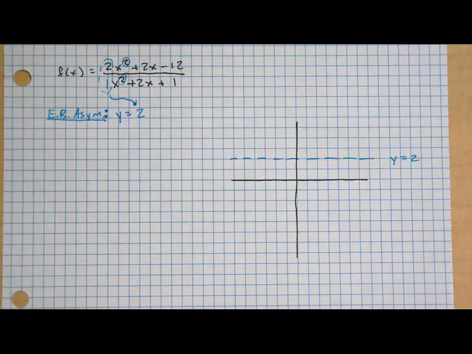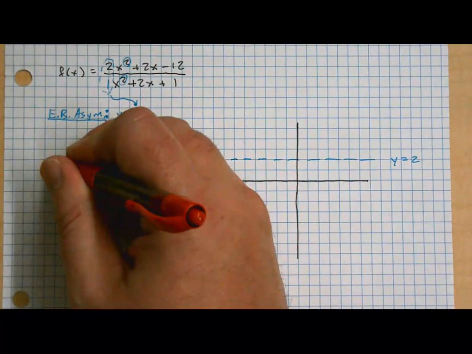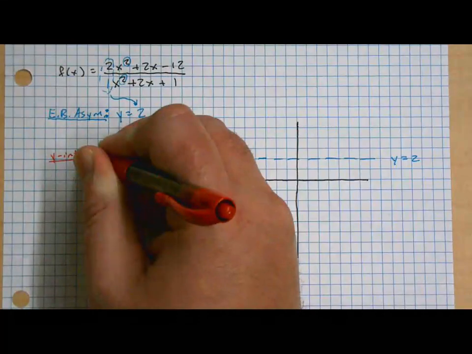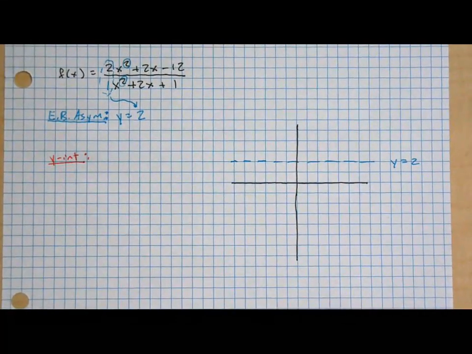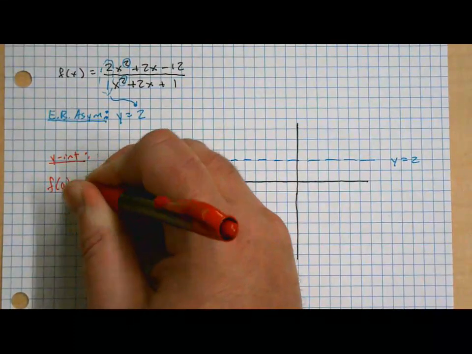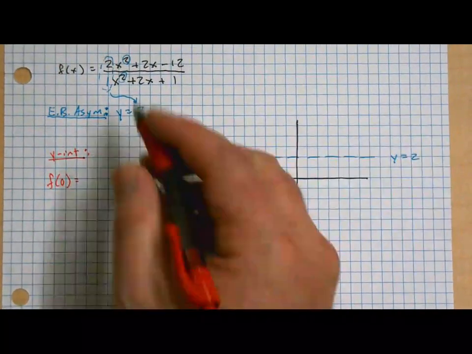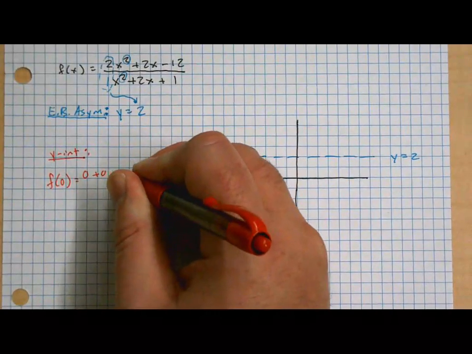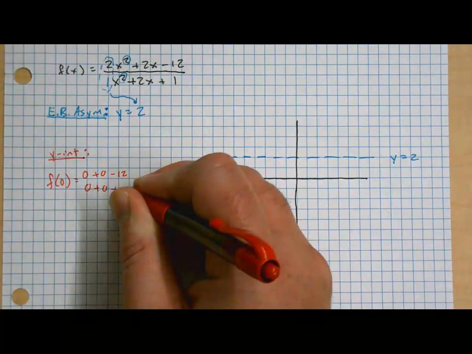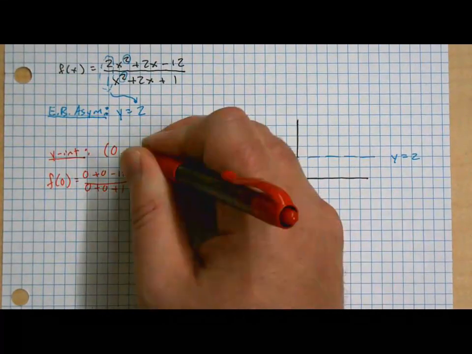The other thing that's really easy to find when we're looking at our general form, standard form, is the y-intercept. Y-intercept is really easy to find for any function. What do we do to find the y-intercept? Guys, we got to know this. Plug 0 in for x. Yeah, f of 0 is the y-intercept. Always. Plug 0 in for x. The top's going to be 0 plus 0 minus 12. The bottom's going to be 0 plus 0 plus 1. So I'm going to get negative 12 over 1. So my y-intercept is going to be 0, comma, negative 12.